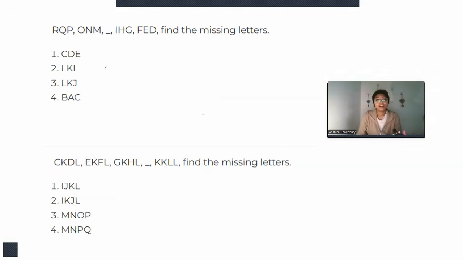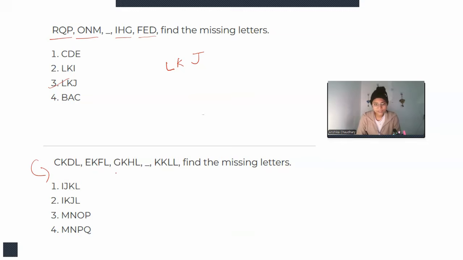The next question is RQPONM, fill up IHGFED, find the missing letter. Okay, so let's try it reversibly because it would be easy. DEFGHI, so it should be JKL in reverse order only. Then MNOPQR, right? So this is nothing but a reversed alphabetical series. LKJ will be the correct answer. Option number 3 is the correct one, right? Let's move on to the next question.